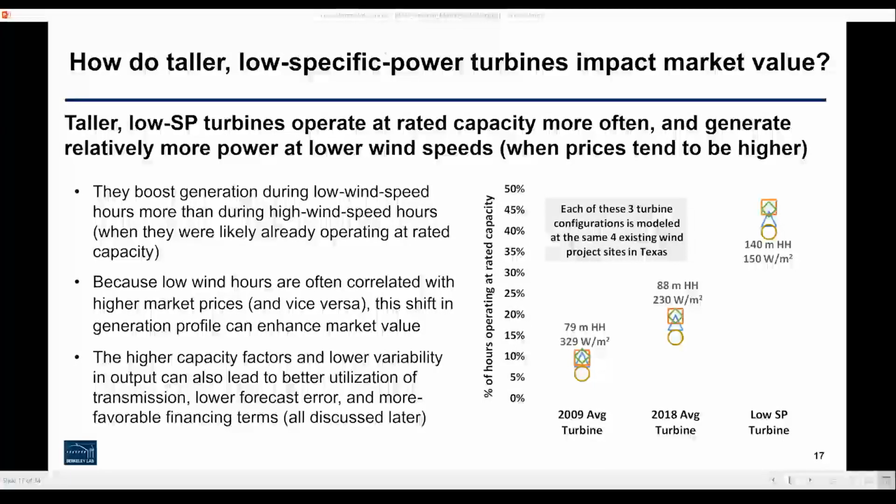And then if we go up to our low specific power turbine, which is again at a higher hub height, 140 meters with a specific power of 150 watts per meter squared, that again doubles, or even more than that, the number of hours it's operating at rated capacity to 40% or above. So it's a very large increase to the time turbines are operating at rated capacity, which allows for the value increases that we're going to show.